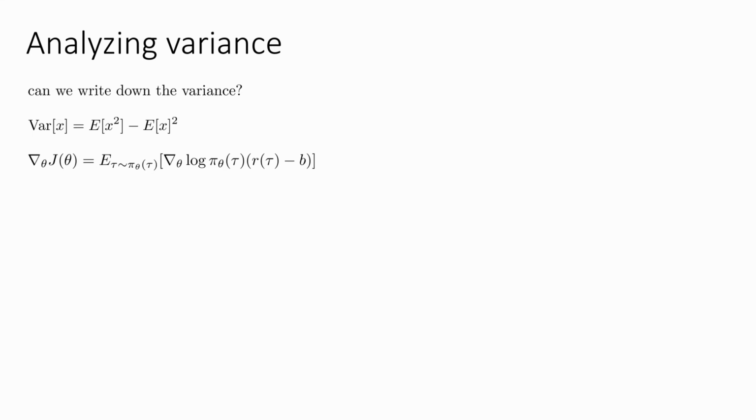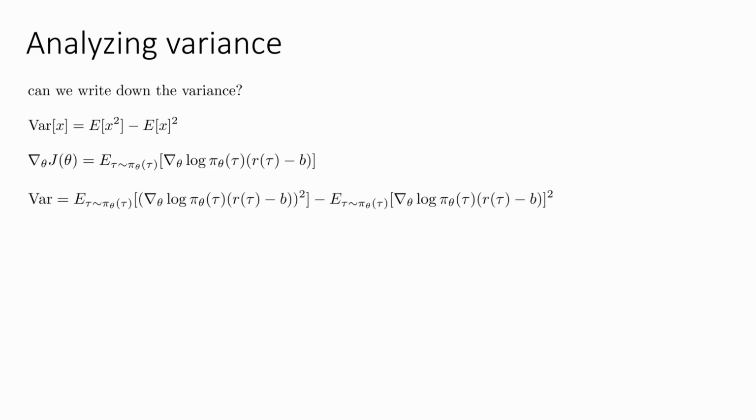And what we're going to try to do here is write out the variance of the policy gradient, and then we'll take the derivative of the variance with respect to the baseline b, set that derivative to 0, and figure out what the optimal baseline is. So let's go on that journey. This is the thing that we're going to plug in for x. So let's plug that in.